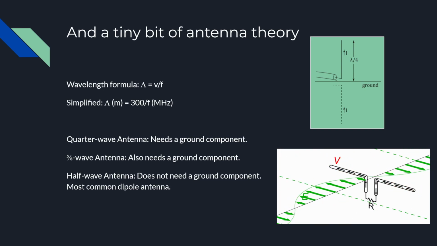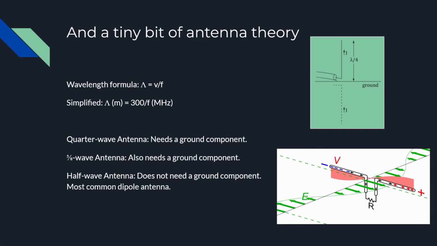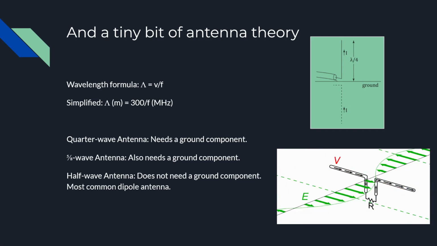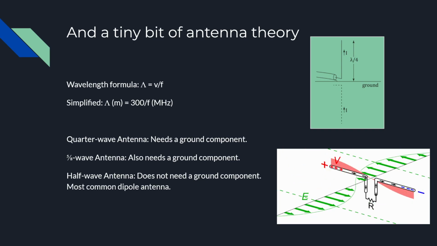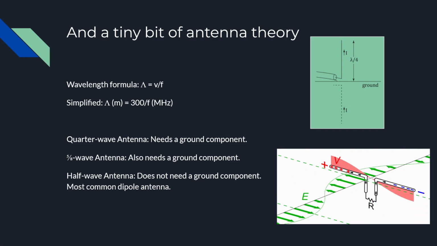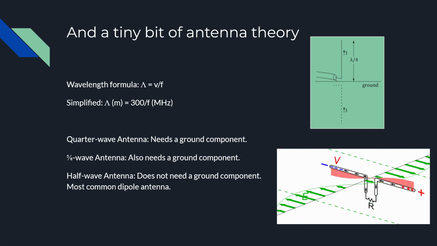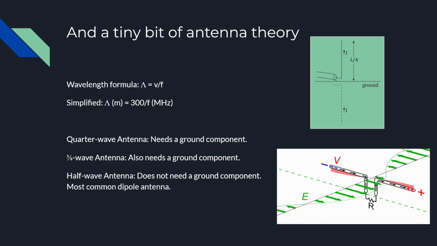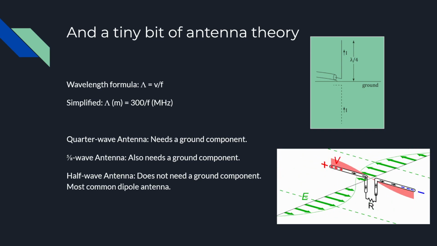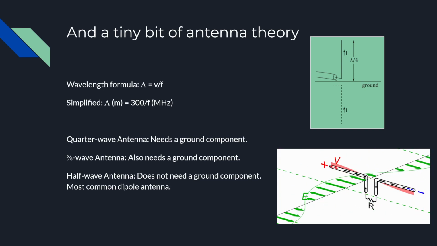Things like quarter wavelength antennas are just the wavelength divided by 4, or 5/8 wavelength. I think that's pretty self-explanatory. Half wavelength antennas, of course, being the most common dipole antenna. You'll see these a lot with Yagi antennas, which generally are dipoles on their sides, and they're just an array for direction.